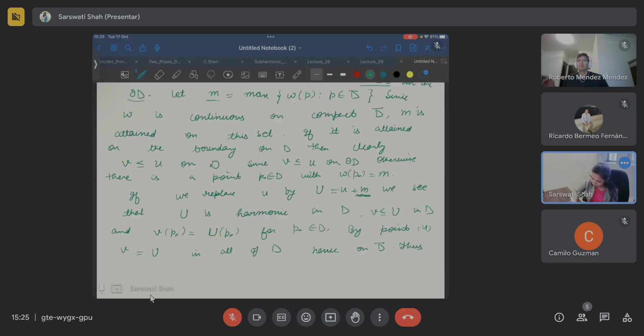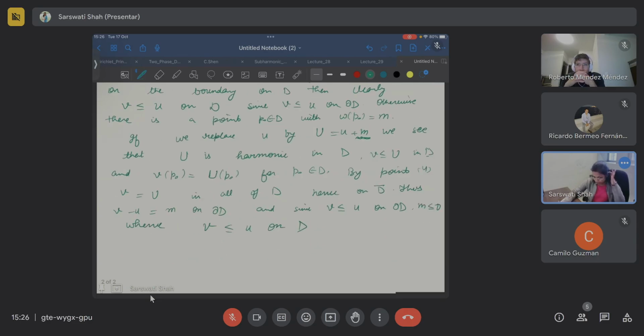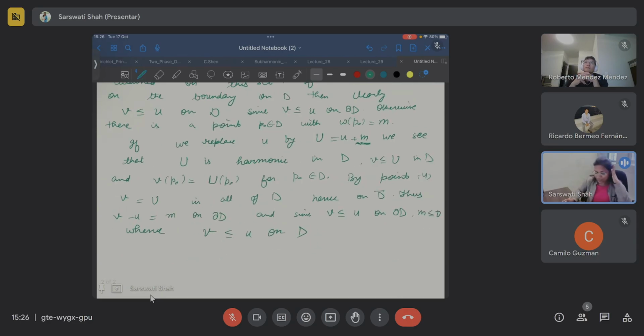Thus, V minus U equals M on the boundary of D, and since V is less than or equal to U on the boundary of D, M will be less than or equal to 0, which implies V is less than or equal to 0 on D. So this was the proof of this theorem.